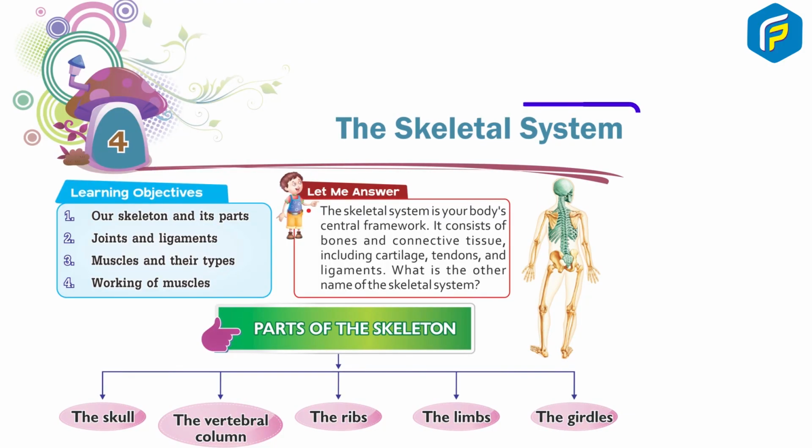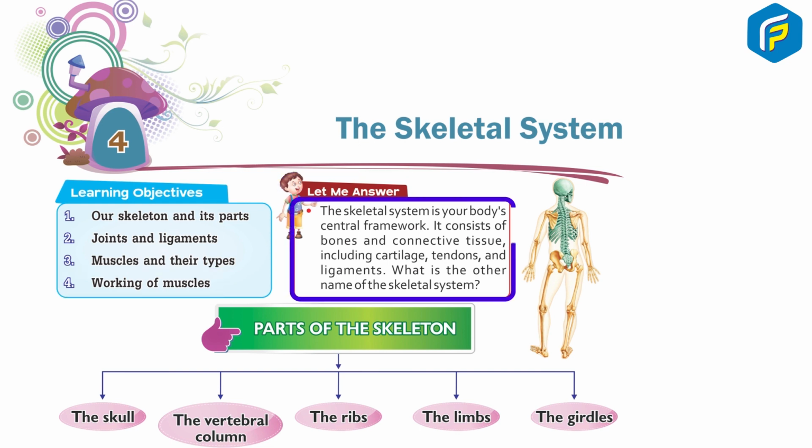Chapter 4: The Skeletal System. Learning Objectives. 1. Our skeleton and its parts. 2. Joints and ligaments. 3. Muscles and their types. 4. Working of muscles.